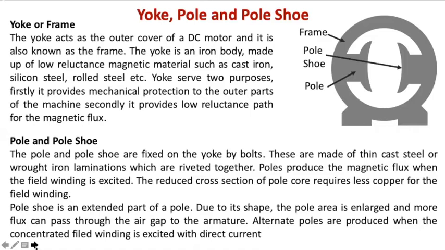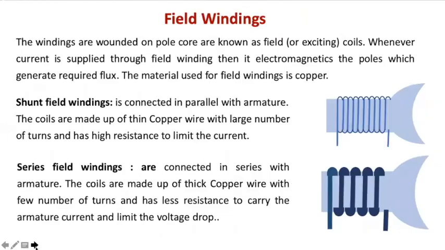So this pole shoe is an extended portion of the pole, and it's normally in an arc shape so that the air gap is uniform and the flux is passing with minimum reluctance to the armature.